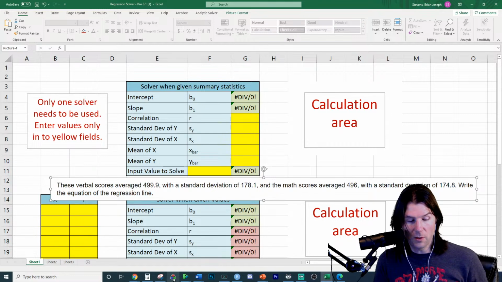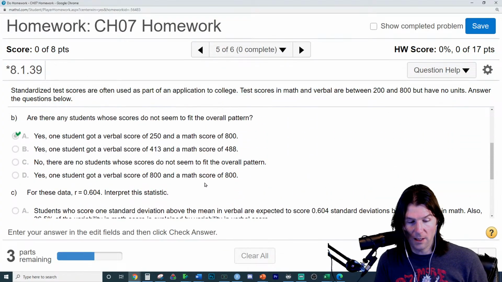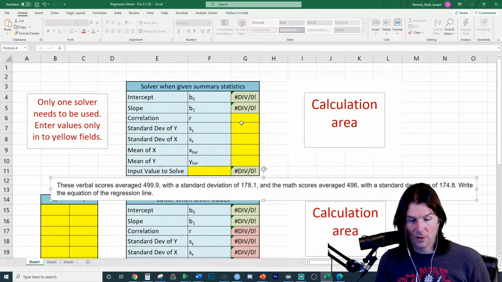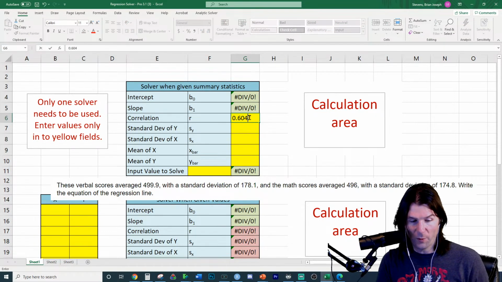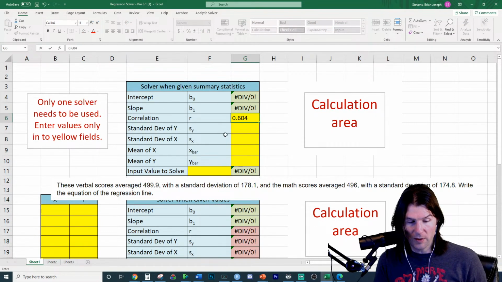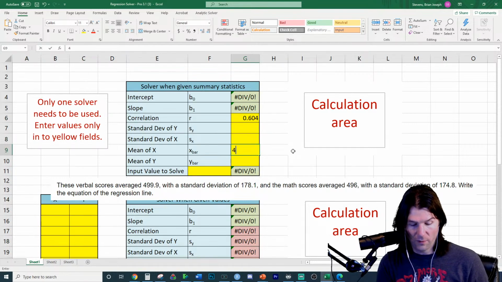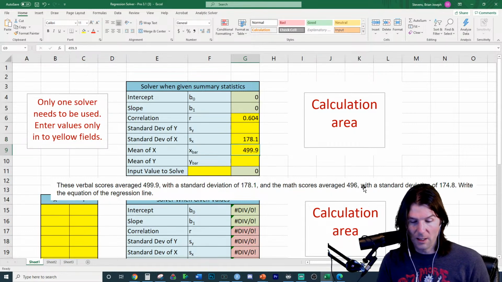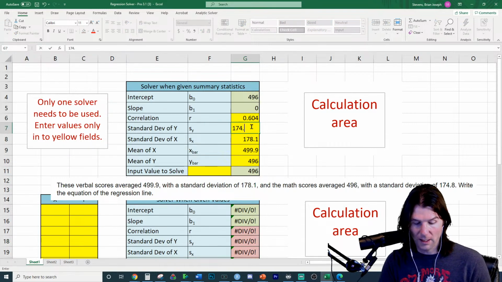There we go. So the correlation for this question has to be obtained from right here, which is 0.604. So the correlation, which is R, is 0.604. Now we have the verbal score, which was X, and the average of the X variable, the mean, is 499.9. The standard deviation of the X variable is 178.1. The mean of the math scores is 496, and the standard deviation is 174.8.